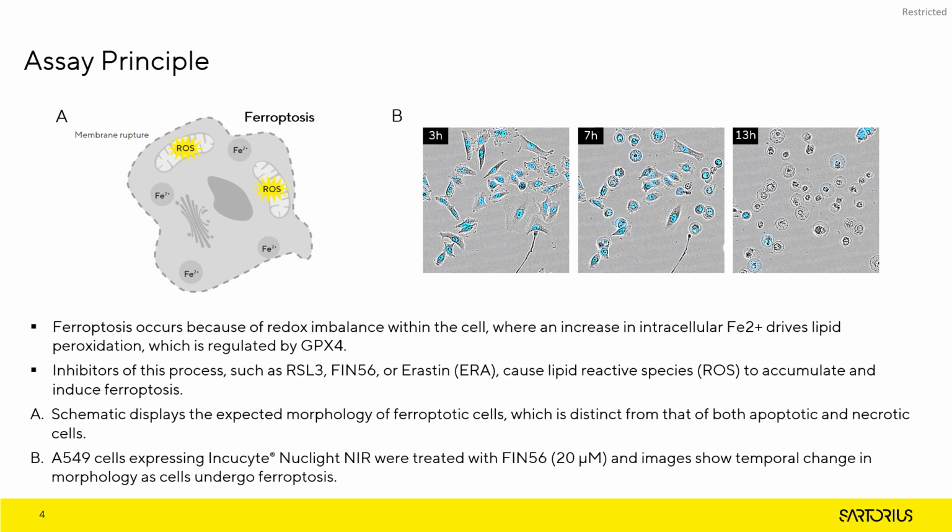On the right here, we've got some example Incucyte images of A549 cells that are expressing a nuclear restricted fluorescent protein in the NIR channel, and these are treated with FIM56. If you look at the images over time, we can see that there's a temporal change in morphology as the cells undergo ferroptosis.